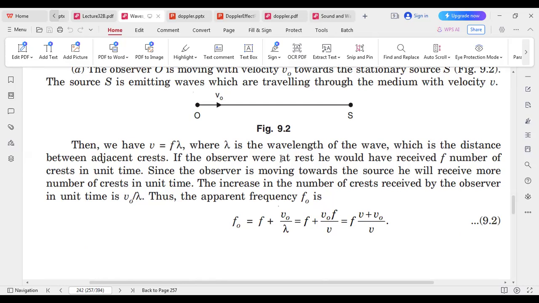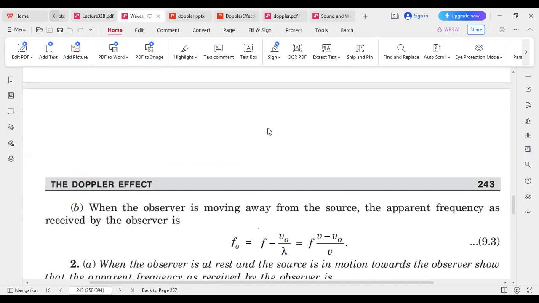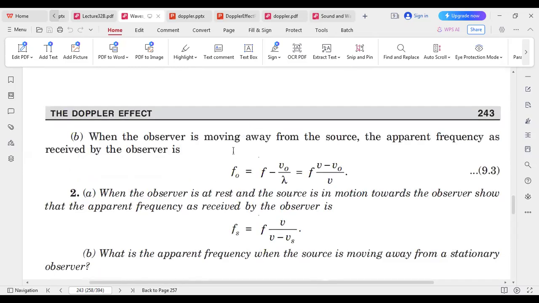If the observer were at rest, he would have received f number of crests in unit time. Since the observer is moving towards the source, he will receive more crests in unit time. The increase in the number of crests received by the observer in unit time is v naught by lambda. Therefore, the apparent frequency will be the original frequency plus v naught by lambda. So we get the proof. Now, the second part: when the observer is moving away from the source, the apparent frequency received by the observer is f naught equals f minus v naught by lambda.